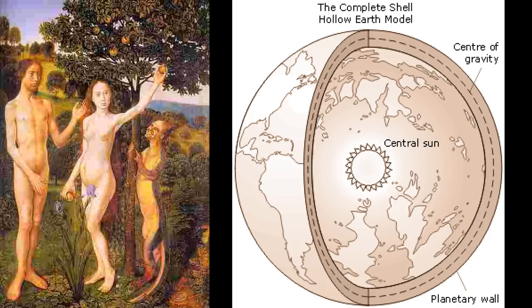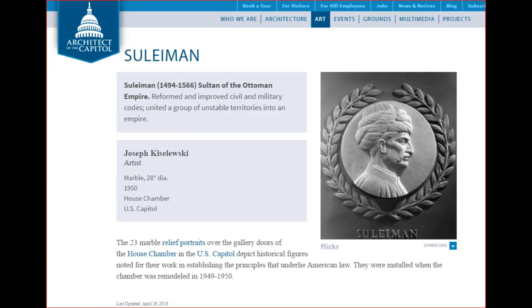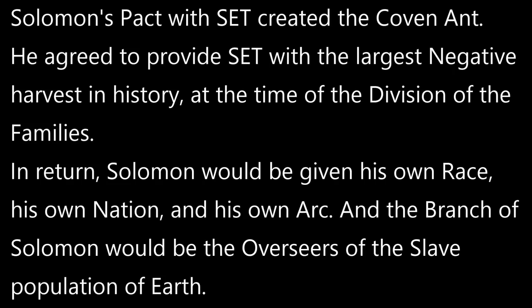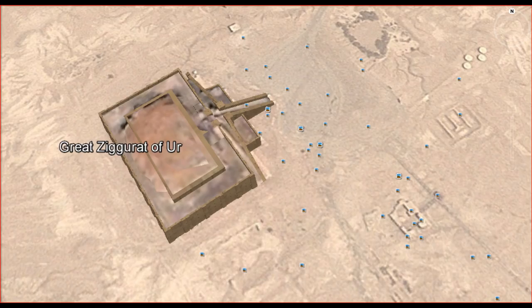So the story began with Solomon. Solomon made a pact with Set. And this actually created the invasion and established the slave system, what we call the Babylon slave system of Ur. And this created the first ziggurat dedicated to Set.